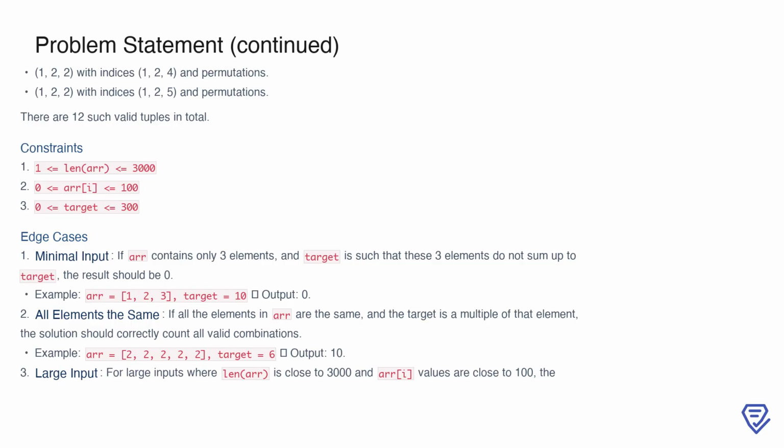This example illustrates how repeated values in the array, like the multiple 2s in this case, can result in a variety of valid permutations. Now turning to the constraints, the array length is at most 3000, and the values in the array are between 0 and 100. The target sum is between 0 and 300. These constraints ensure that the problem is computationally feasible while still requiring an efficient approach for larger inputs.